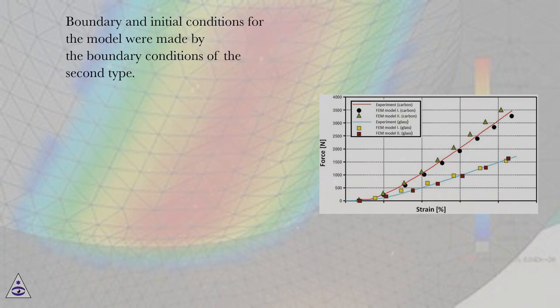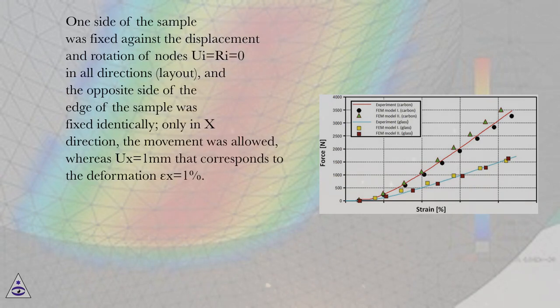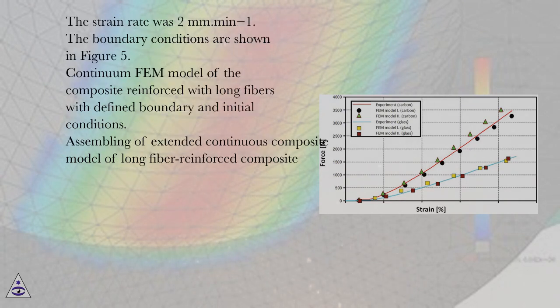Boundary and initial conditions for the model were made by the boundary conditions of the second type. One side of the sample was fixed against the displacement and rotation, u_i equals rot_i equals 0 in all directions, and the opposite side of the edge of the sample was fixed identically, only in x direction the movement was allowed, whereas ux equals 1 mm, which corresponds to the deformation epsilon x equals 1%. The strain rate was 2 mm min-1. The boundary conditions are shown in Figure 5.